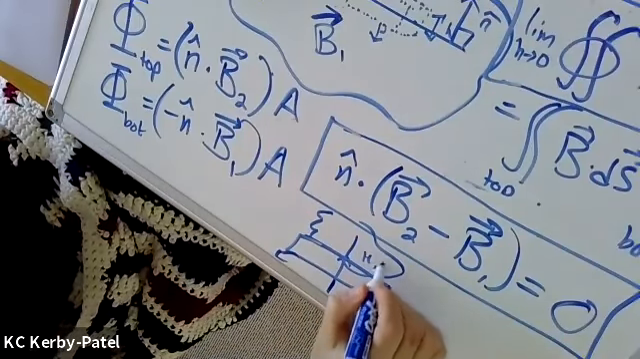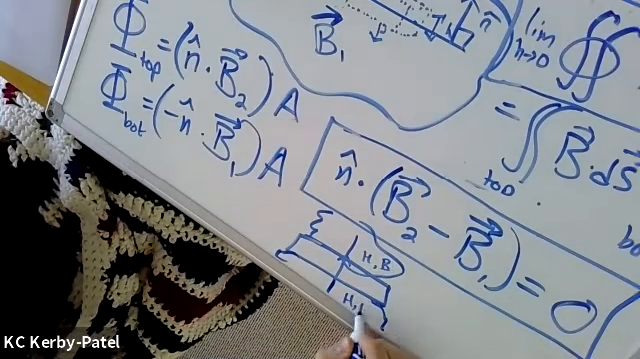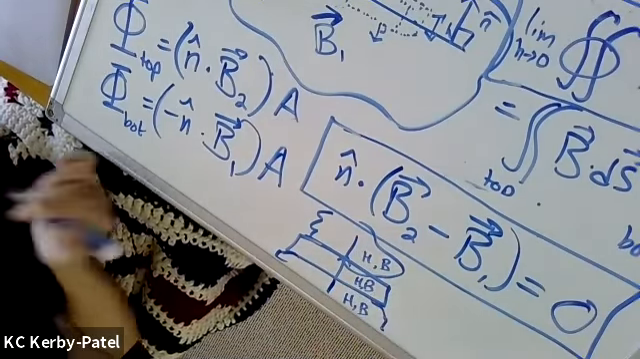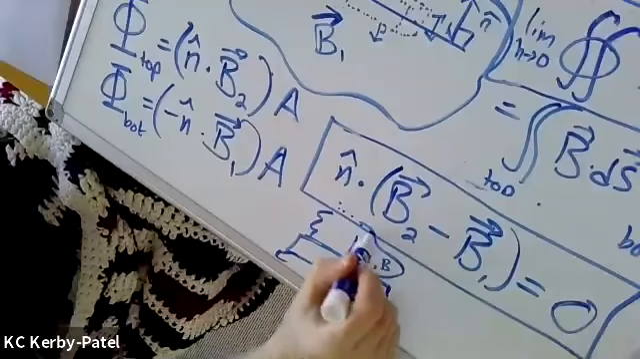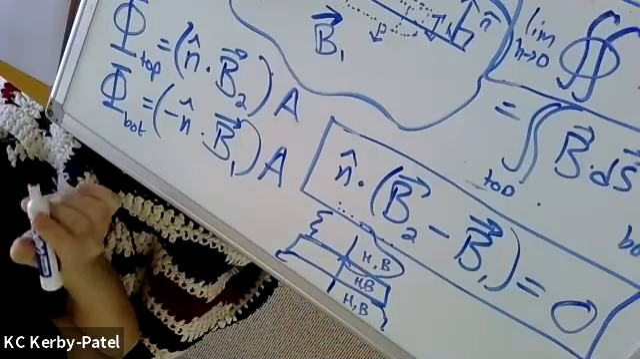So what's H and B here? What's H and B here? And what are H and B here? They're different. How are they different? They're different based on how these boundary conditions tell us.